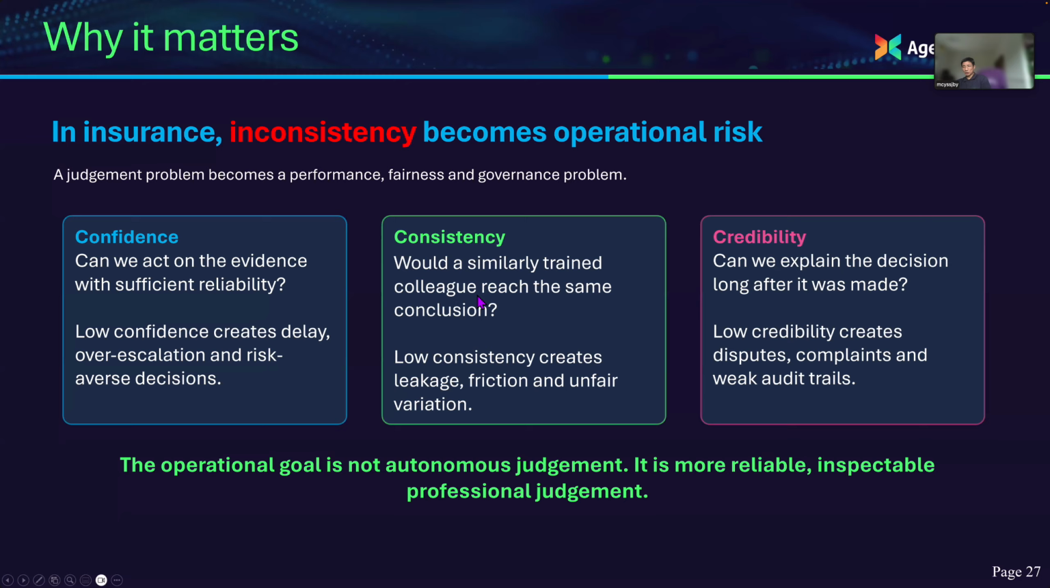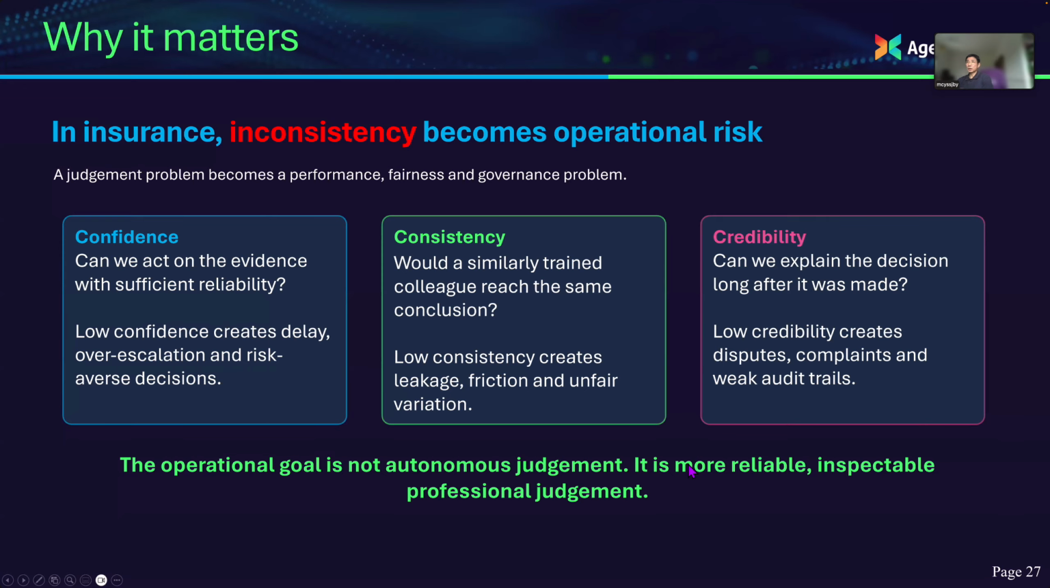So the long-term issue is that if we have inconsistent decision making, then the credibility of the organization would be put in doubt. This is not really what we want. So the main goal for developing this kind of system, or what we now call an agent, is not only to automate the judgment or decision making, but more to provide reliable, inspectable or auditable, defendable professional judgment and decision making.